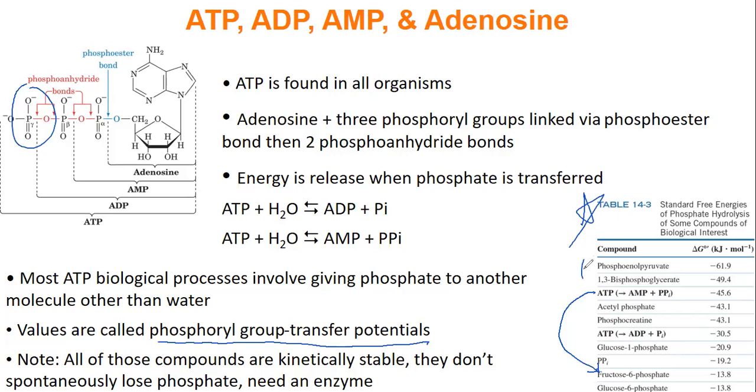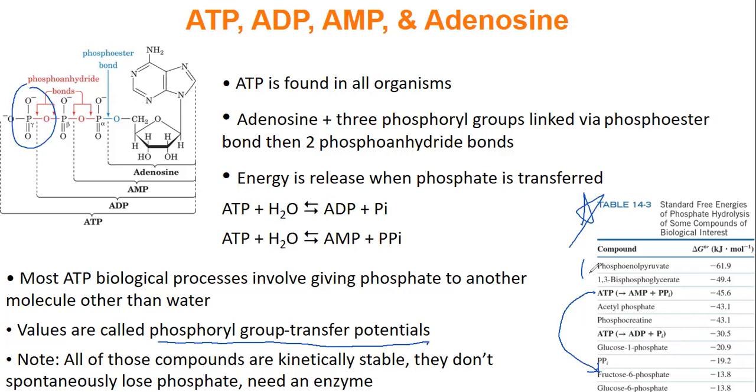All of the compounds shown on this table don't just break down by themselves. If you have ATP in a glass of water, that ATP isn't going anywhere. You're not going to spontaneously lose phosphates. You need some enzyme to help speed up that reaction. So enzymes are almost always needed to remove phosphates. Something else interesting, you can see that there are a couple of compounds above ATP. So ATP is not the most negative phosphate compound we have.